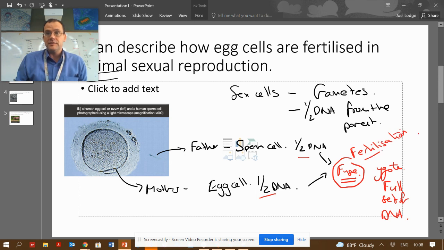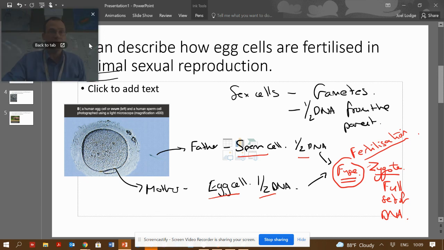So the coming together of sperm cell and egg cell, fusing, is called fertilization, and we actually produce a zygote, which is one cell with the full set of DNA. So all of us come from zygotes, and we become multicellular organisms from that one cell.